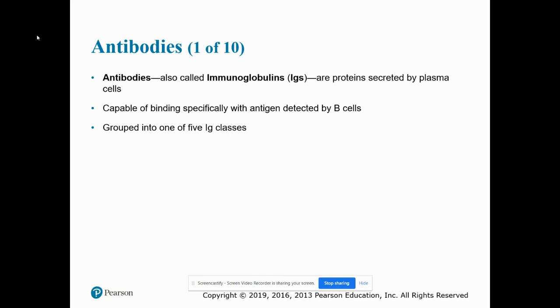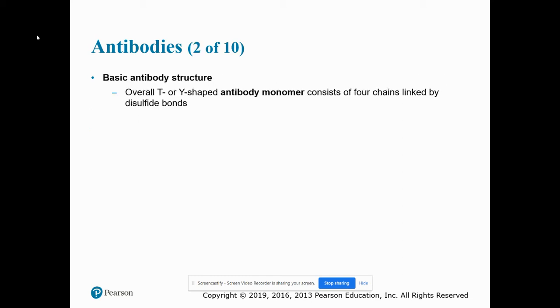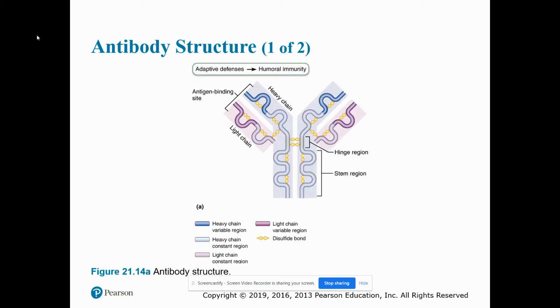So antibodies are also called immunoglobulins or Igs, and they're capable of binding specifically with an antigen that's detected by B cells. They're going to be grouped into one of 5 classes or Ig classes. The basic overall structure of an antibody is usually a T or a Y shape. An antibody monomer is going to consist of 4 chains linked by disulfide bonds. You know what? Just know that it's Y or T shaped. This is basically what an antibody looks like. You can see it says heavy chain, light chain. Don't worry about all that. We're not going to get into any of that.